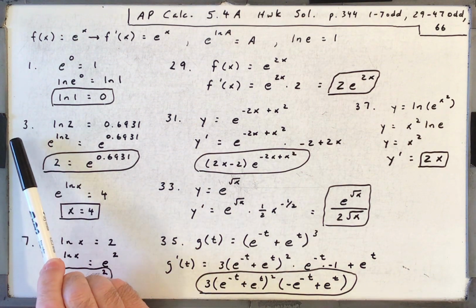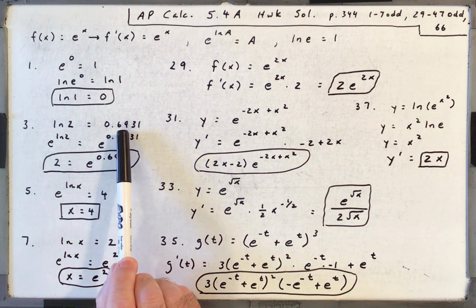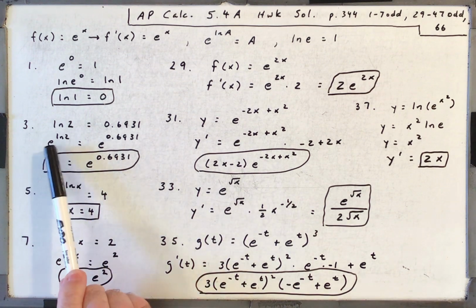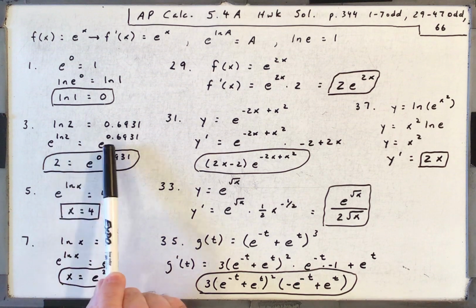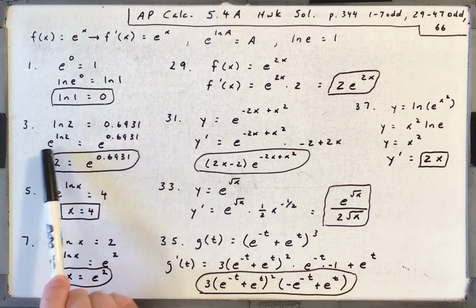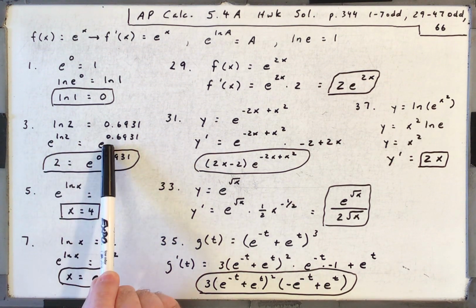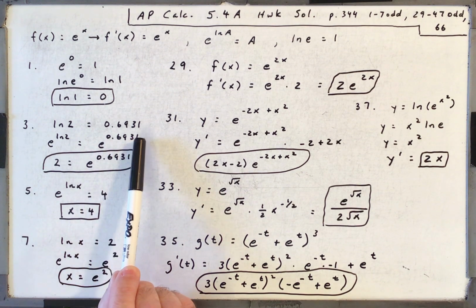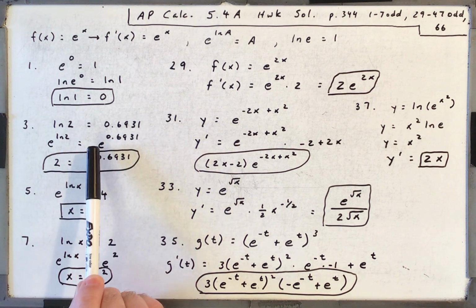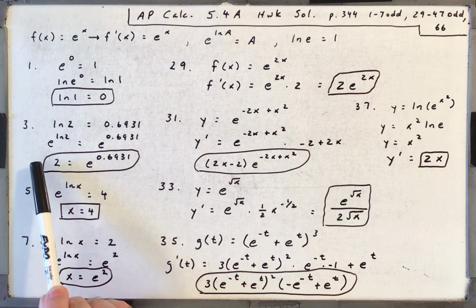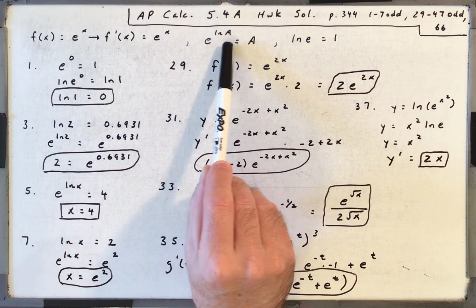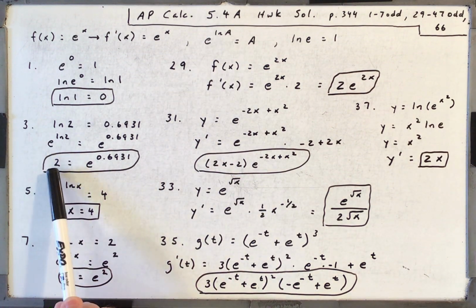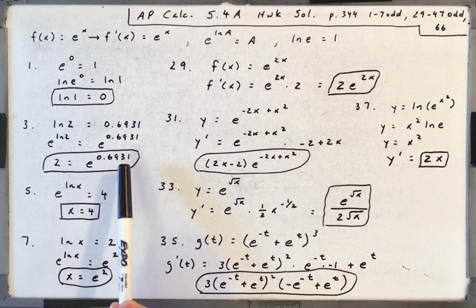So number 3, I have a natural log of 2 is equal to 0.6931. So what I'm going to do is exponentiate both sides, because you can take the exponents of the same base and set them equal to each other. So e to the natural log of 2 is equal to e to the 0.6931. That's the exact same equation. Now we'll use the properties of logs. The e and the natural log cancel each other out, just like up here. So we'd have 2 is equal to e to the 0.6931. You can check that in your calculator and see that that is true.